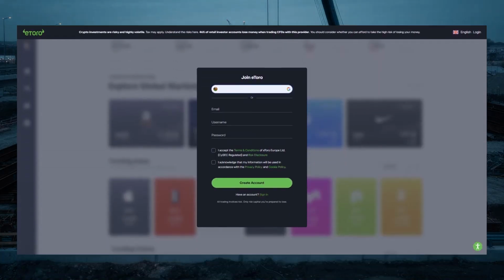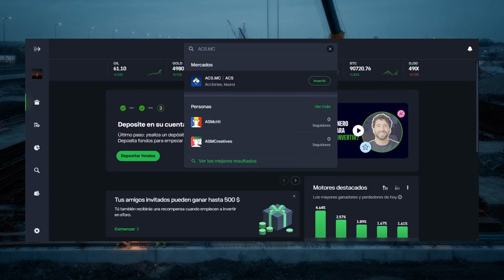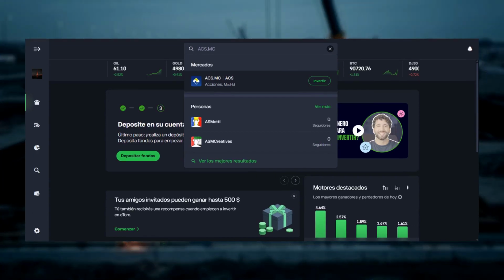To buy shares, you need a broker. I will use eToro as an example to demonstrate the process. After signing up, you will need to verify your account, usually with an ID, and add funds before placing a trade. Use the platform search bar and type the ticker ACS.MC to locate the listing.